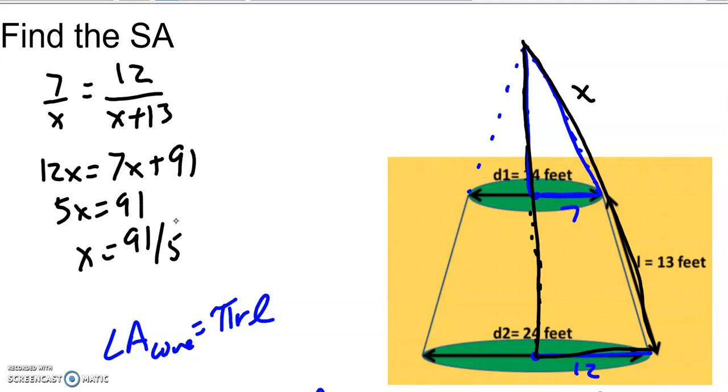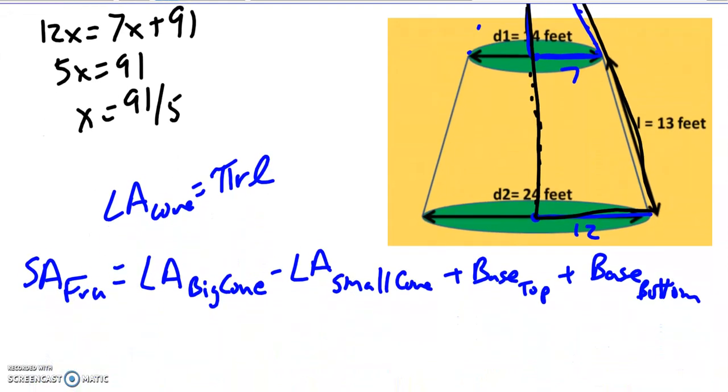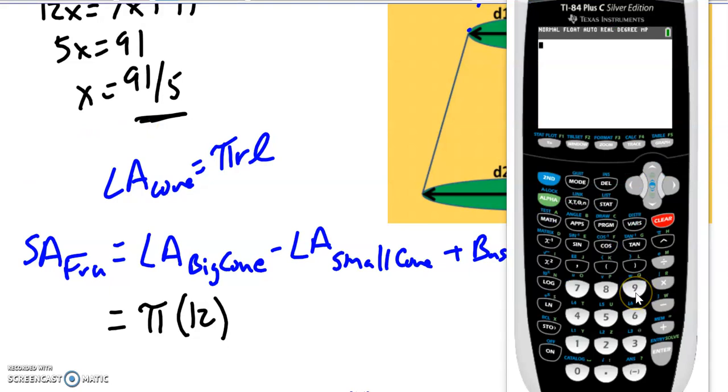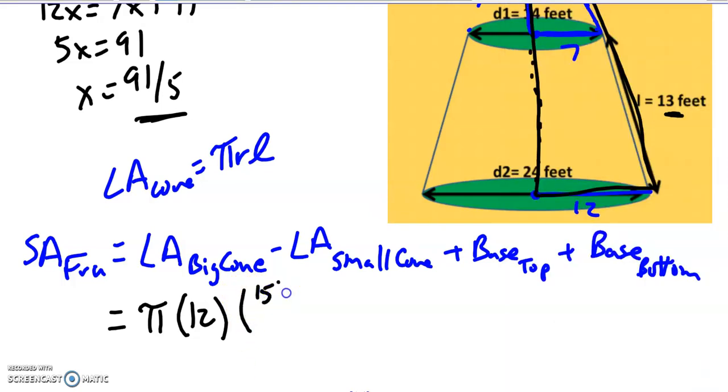Now we have both the slant height of the smaller cone and the larger cone, so let's plug this in. The lateral area is pi times the radius of the larger one, 12, times the slant height, which is 13 plus 91 fifths. You can use your calculator on that if you like. Let's plug that in: 91 divided by 5 plus 13 gives us the slant height. Even though that decimal wouldn't be rounded, I'm going to use a fraction here, 156 over 5. Fractions are always exact.